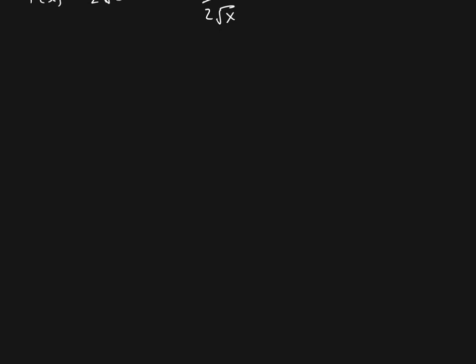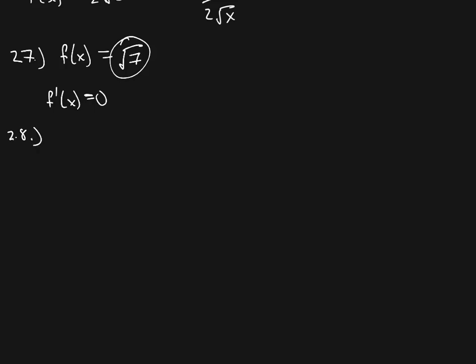Problem number 27. Problem 27, again, this one I think should be pretty easy. Square root of 7. This is some number, right? This is a constant term. Constant terms, the derivative of them is 0 because they don't change. So we know f prime of x is 0.